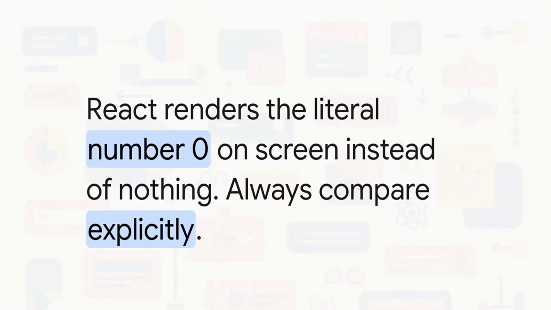Now, watch out for this one. It's the classic zero and anything bug. A lot of developers try to render a list conditionally by writing count && <Component />. Makes sense, right? But if that count happens to be 0, the whole logical AND expression evaluates to 0. And because React actually renders numbers as text on the screen, it will literally print a stray 0 right onto your beautiful UI. Definitely not what you wanted. The fix is super simple though. Just always compare explicitly, right? count > 0 && anything.